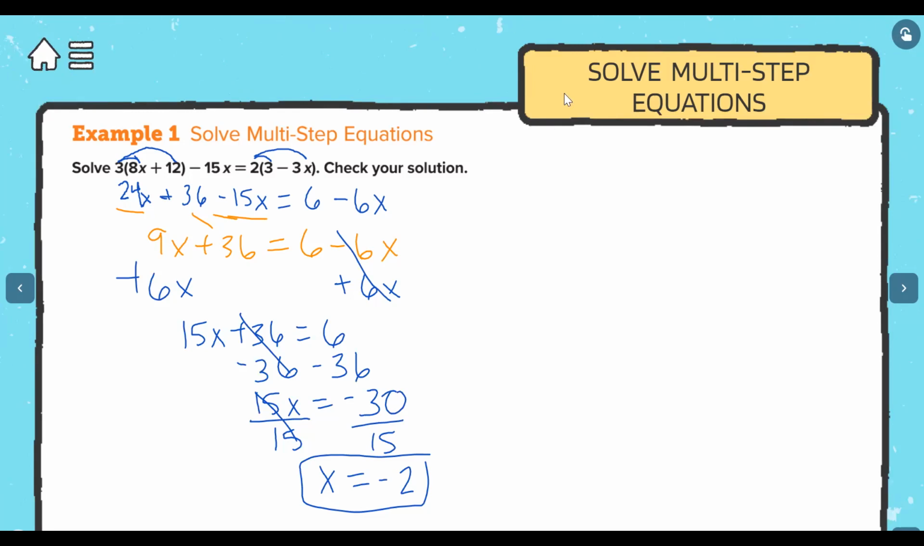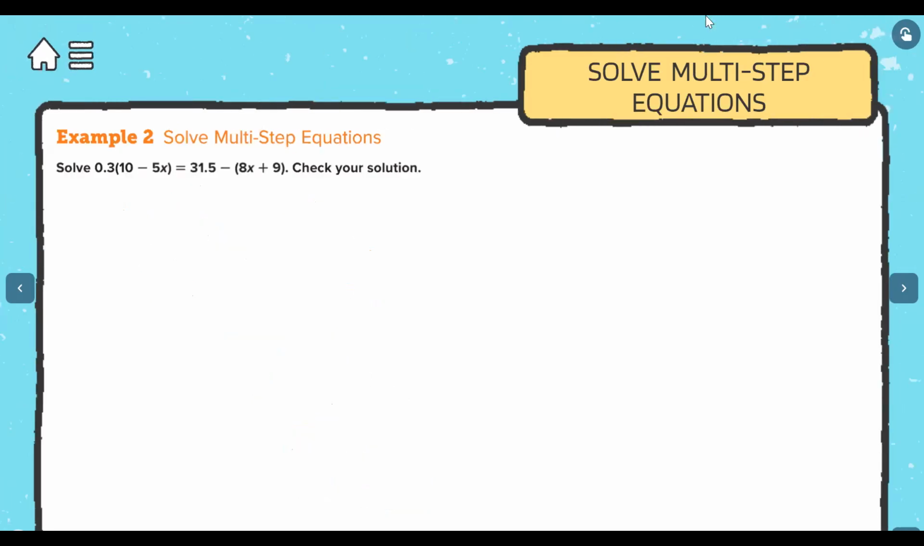Example number 2. Actually, we're going to do 2 more. In example number 2, it's pretty much the same thing. We only have a variation. Let's see what it is. This is a decimal point, but it works the same way, right? The 0.3 is going to affect the 10 that is inside and the negative 5x.